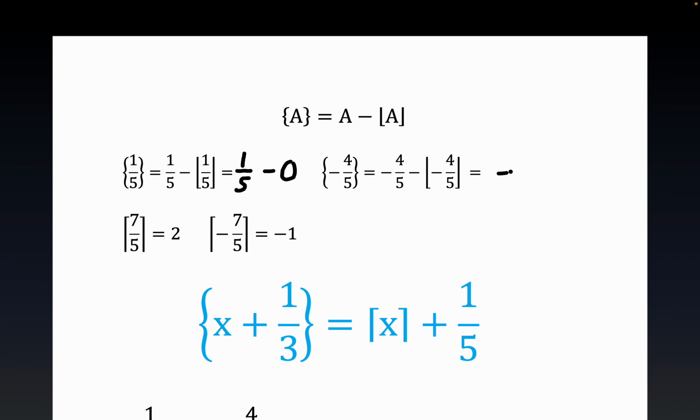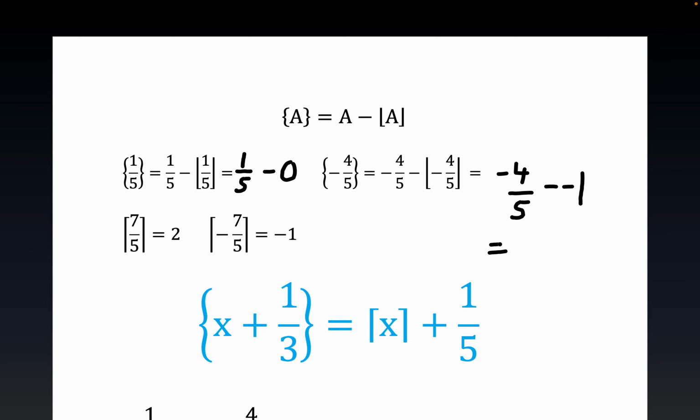Now, here's where it gets fun, but it makes sense if you think about the graph of the fractional piece. It's what they call a sawtooth. So you get a minus 1 here. And again, folks, the floor of minus 4/5 is minus 1, because minus 1 is the greatest integer less than minus 4/5. And notice this is just equal to 1/5 also.